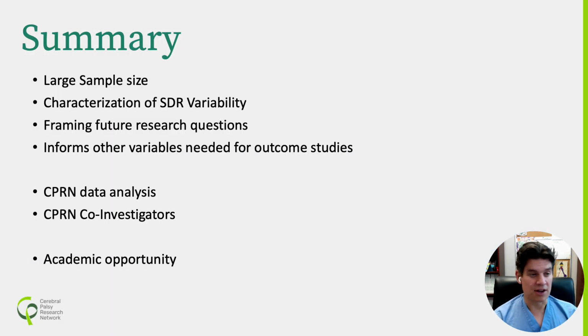So in summary, what this allows us to do is leverage the large size of the CPRN, so a lot of patients in this registry. This specific study will allow us to frame future research questions, and it will help us really nail down what additional variables are going to be needed for future studies to make this research more impactful. For now, it's only a study of variation, but hopefully in the future it will be a study of outcomes as well. It's an overview of how we use CPRN, how we can perform these data analyses, and the investigators involved.